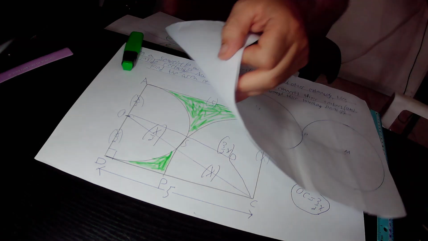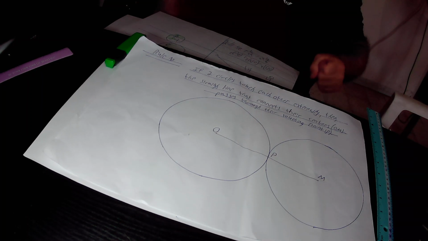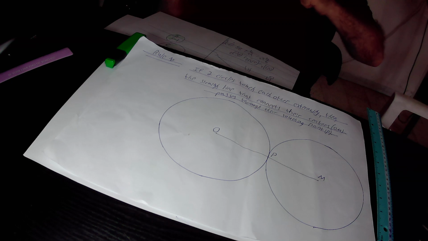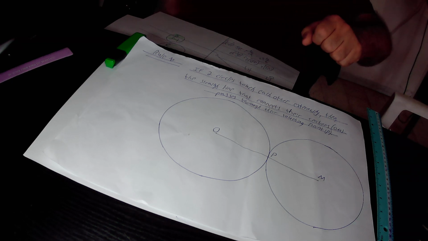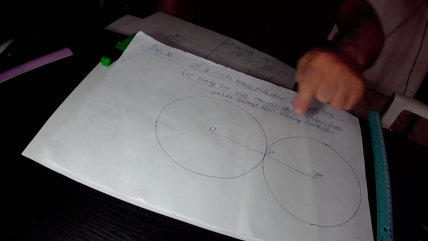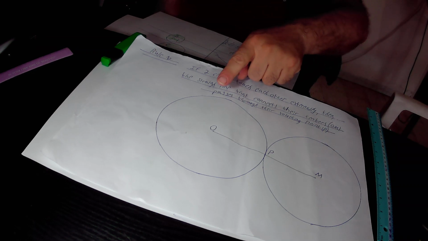According to rule 10, if two circles touch each other externally, then the straight line that connects the centers together passes through their touching point. So in the drawing we have two circles, and they touch each other externally at this point P. So they have an external edge between them at point P. The center of this circle is here at point O. The center of this circle is here at point M, and the straight line that connects the circles together is of course the straight line OM.